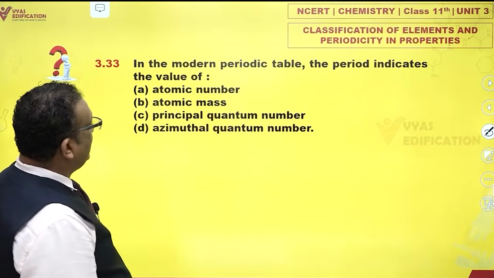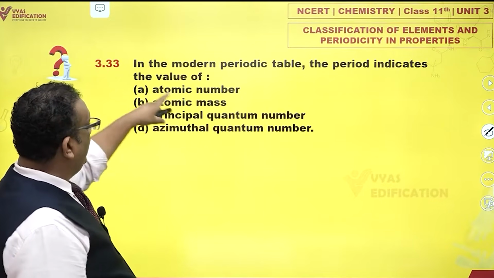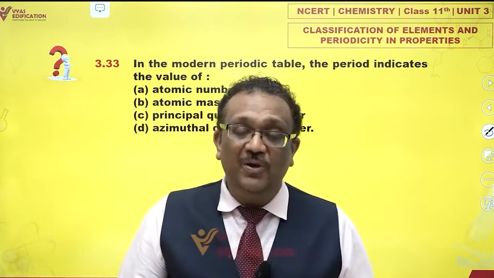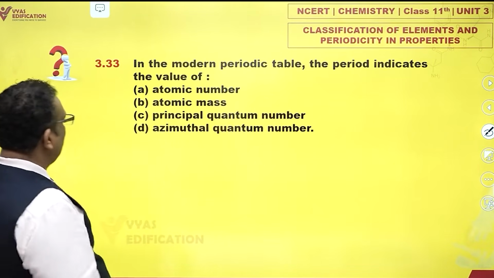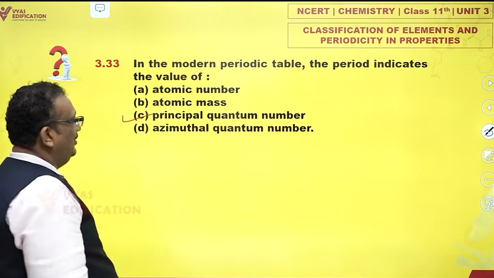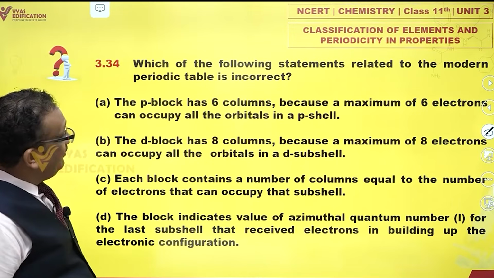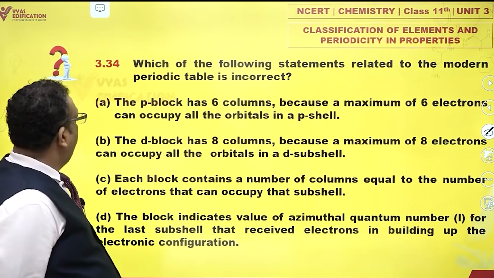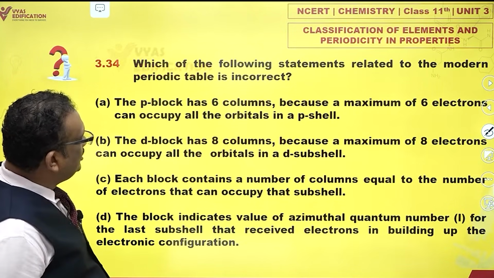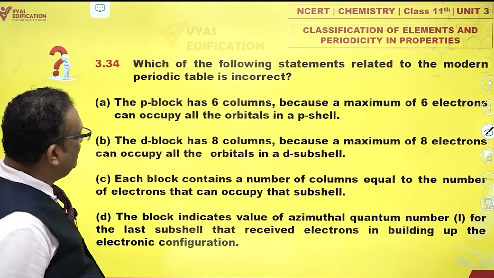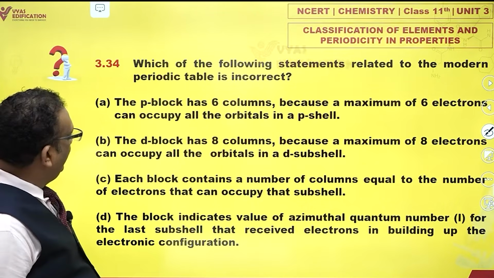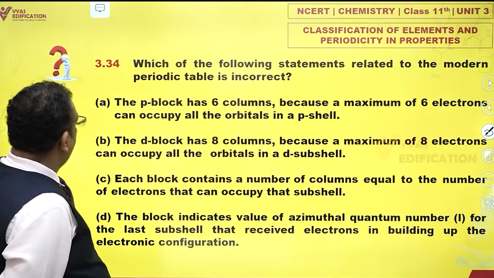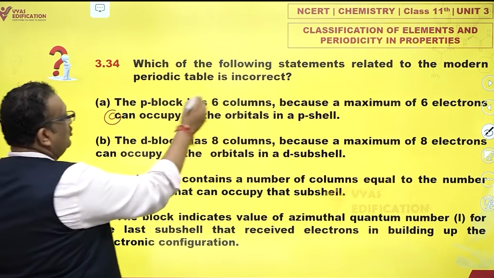In the modern periodic table, the period indicates the value of nth period, meaning principal quantum number. Yes. So it is principal quantum number. Which of the following statements related to the modern periodic table is incorrect? A. The P block has 6 columns because a maximum of 6 electrons can occupy all the orbitals in a P subshell. That is correct. Very true. This is correct. And we have to choose the incorrect one.